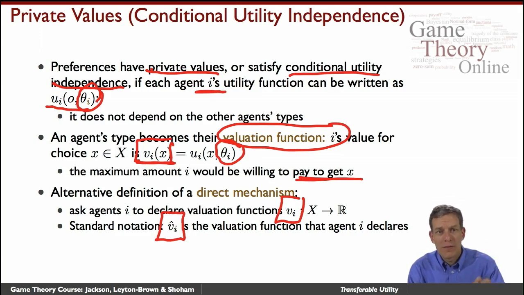And under this private value or conditional utility independence condition, they know their own preferences, and they can tell us what that preference function is. And then we can look at mechanism design and ask, when is it possible, in this quasi-linear world with these private values, to get people to truthfully tell us what their preferences look like.